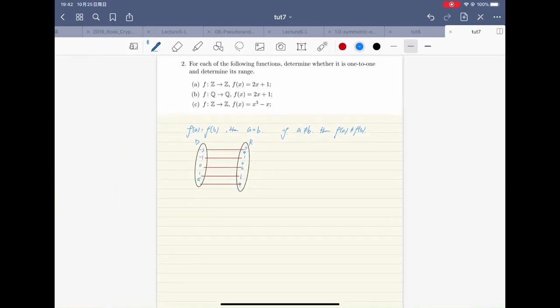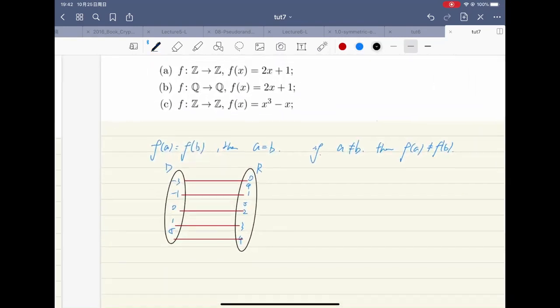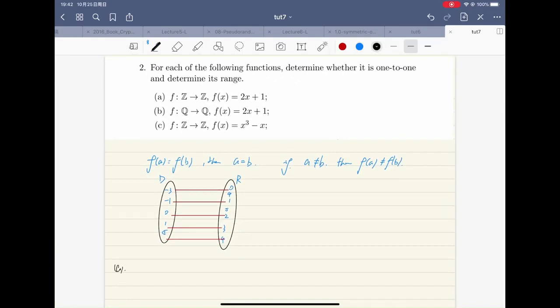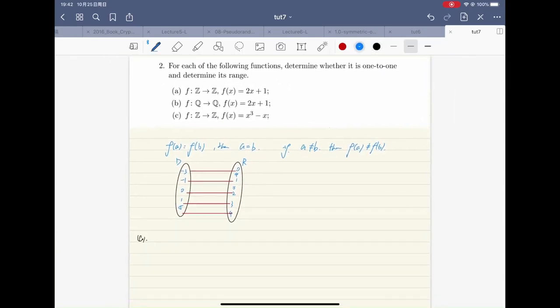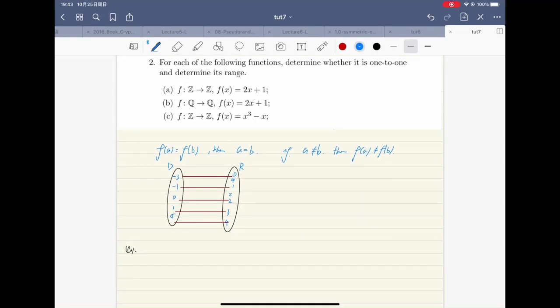So let's have a look at the question. For function a, we have f from integer to integer, with f(x) equals 2x plus 1. If a and b belong to the integers, and f(a) equals f(b), which implies 2a plus 1 equals 2b plus 1, and a equals b, then the function is one-to-one, right?